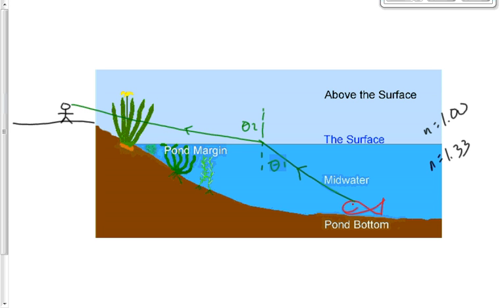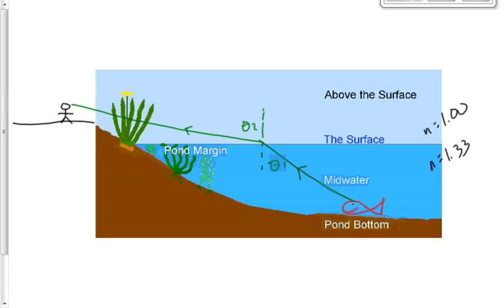This guy's going to see the fish. But he's not going to see the fish where it really is. He is going to see the fish where he thinks it is. He's tricked. The fish has tricked him. It's not really the fish that has tricked him. It's his own mind that's tricked him. His mind thinks that that light ray that went into his eye never changed direction. His mind thinks that it always traveled in a straight line.